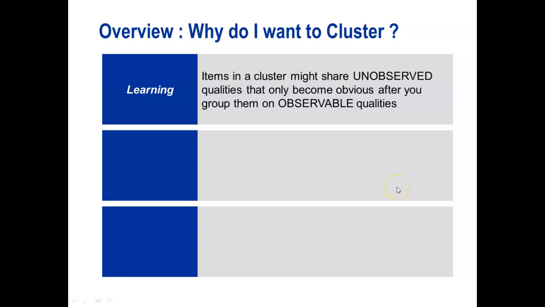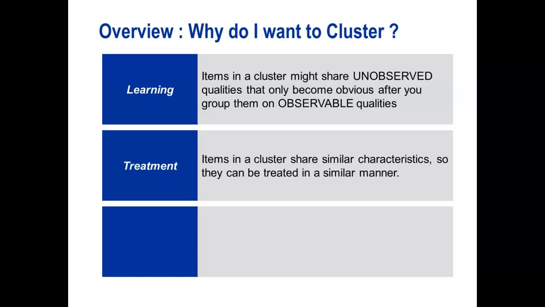What do I mean by that? Well, what I can do is learn something that is not usually or easily observed by breaking the animals into something that is observable. We're going to look at that in just a minute. So I can learn something new. What else? Treatment. Once I have things segmented or clustered, I can now realize that these members of this group have similar characteristics. So now I can treat them all in a similar manner.